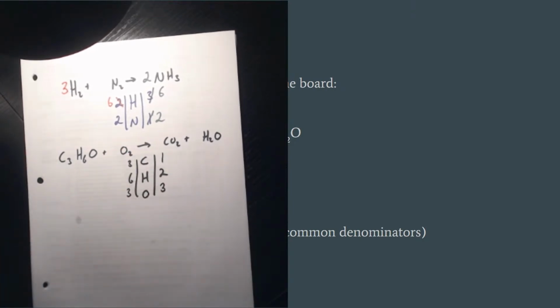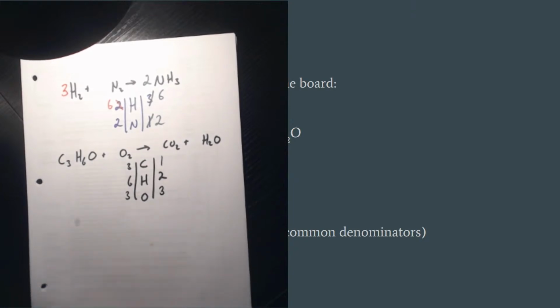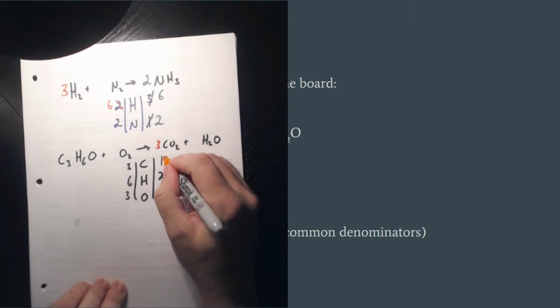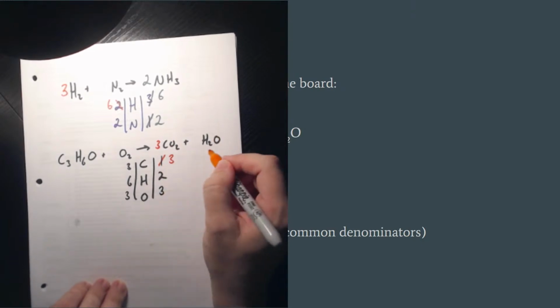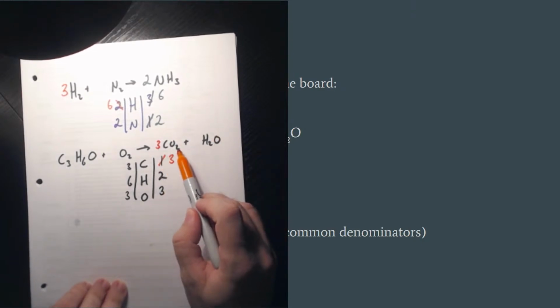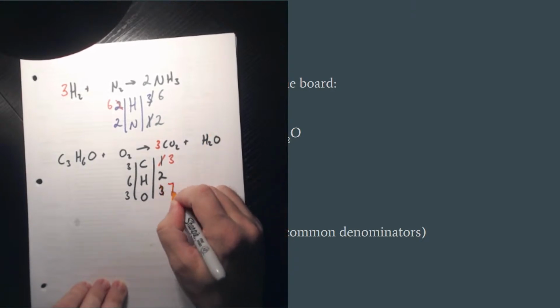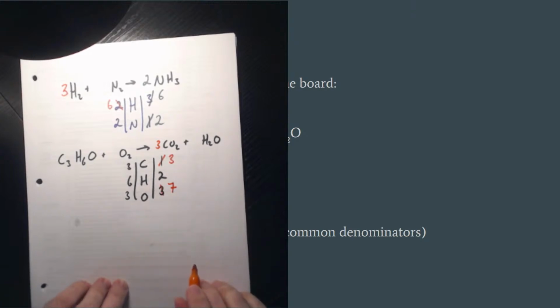So let's go ahead and balance carbon. We need 3 carbons, so we put a 3 in front of CO2. That means that now we have 3 carbons on the right. Now 3 times 2 is 6, plus 1 means we have 7 oxygen on the right.